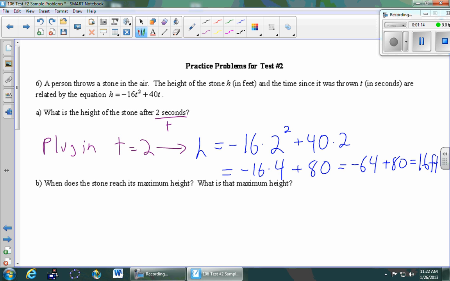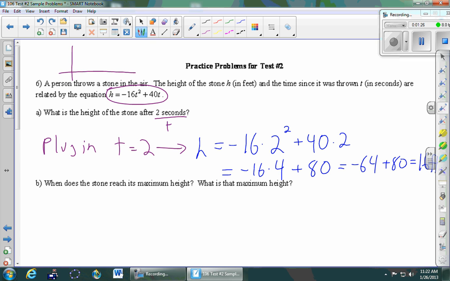Part B, when does the stone reach its maximum height, and what is that maximum height? So the graph of this thing right here, we should know the name of it, and we should have a sense of what it looks like. It's called a parabola because of that t squared. And does this parabola open upwards or downwards? Well, because it's a negative 16 in front of the t squared, it opens down. So this parabola looks something like this.